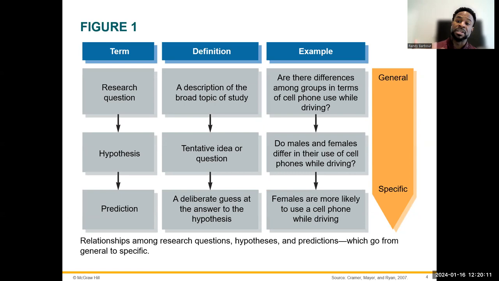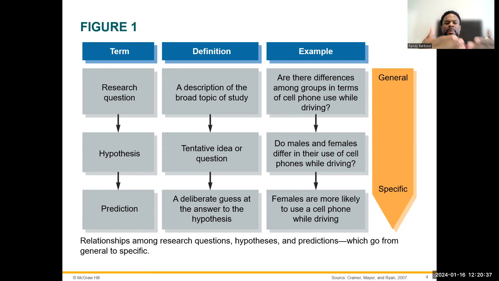You're making your prediction on what you expect to happen. Okay, the prediction says females are more likely to use a cell phone while driving. Again, that is more like a hypothesis. Even though they say hypothesis, it is still asking the question. The hypothesis is the answer to your particular question. It's more of a prediction and educated guess. Okay, so you see the relationships among your research question, hypothesis, and your prediction.